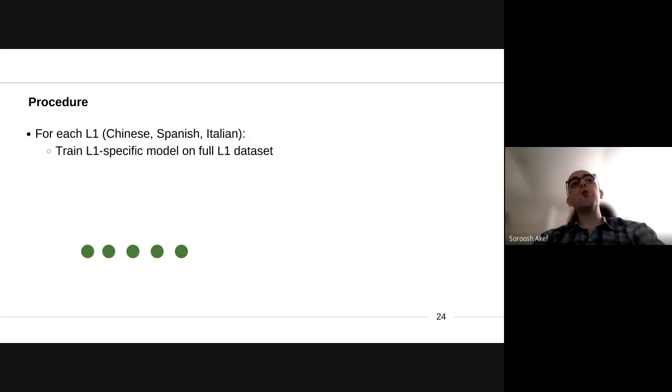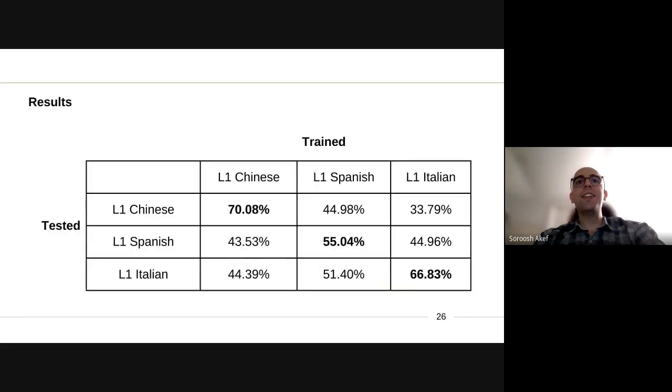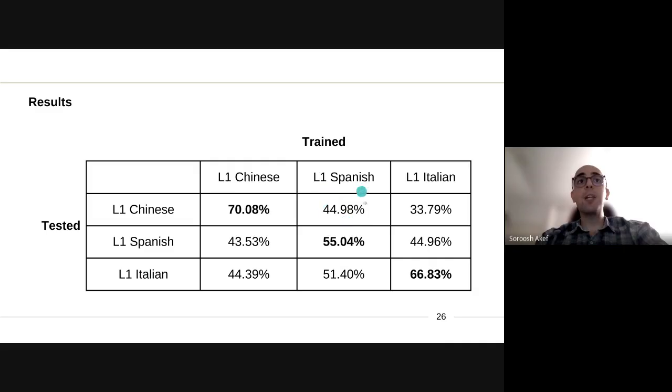What happens if we train an L1 specific model on the full L1 data set and then test it on the data of the other L1s? And then here is where things get interesting. So again, we can see that for each L1, the model performed better when it was tested on its own data. But then you can see that for L1 Spanish and L1 Italian, the performance of the model on L1 Italian, for example, for L1 Spanish, is better than L1 Chinese.